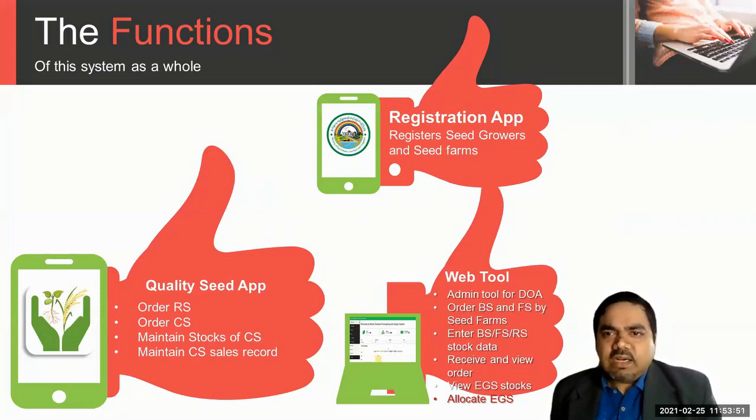The function of the registration app is that it will register the seed growers and the seed farms. The quality seed application will be for ordering the registered seed, ordering certified seed, maintaining the stocks of the certified seeds, and maintaining the certified seed sales records. The web tool is basically the admin tool for the Department of Agriculture as well as the seed division, and you can order the breeder seed and foundation seed by the seed farms from the Department of Agriculture Research. You can enter the breeder seed, foundation seed, or registered seed stock data, receive and view orders. And also you can make all kinds of reports out of this system.